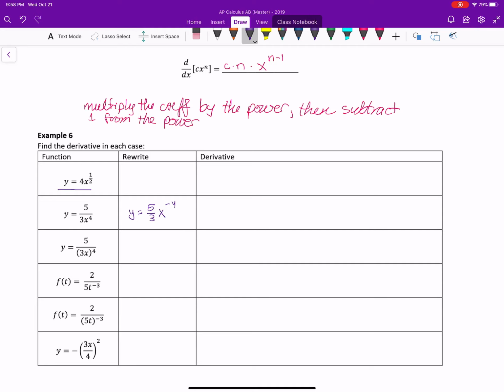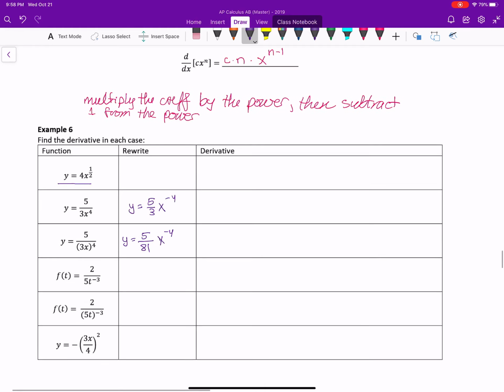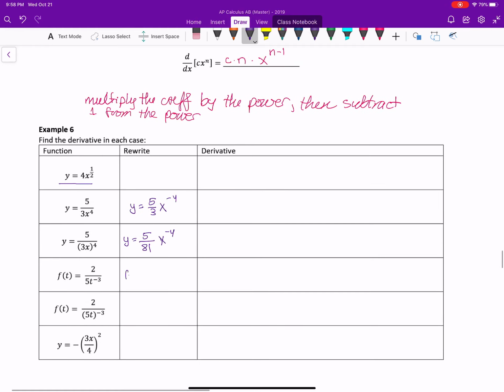For the third one, be really careful because it's not just the x that's raised to the fourth, it's the whole thing. So when you rewrite this, it's going to be 5/3 to the fourth power, which is 81. Don't ignore that part. And then that's going to be x to the negative 4. So that really matters. For this one here, I would rewrite it as f of t is equal to 2/5, and then bring up the t cubed.